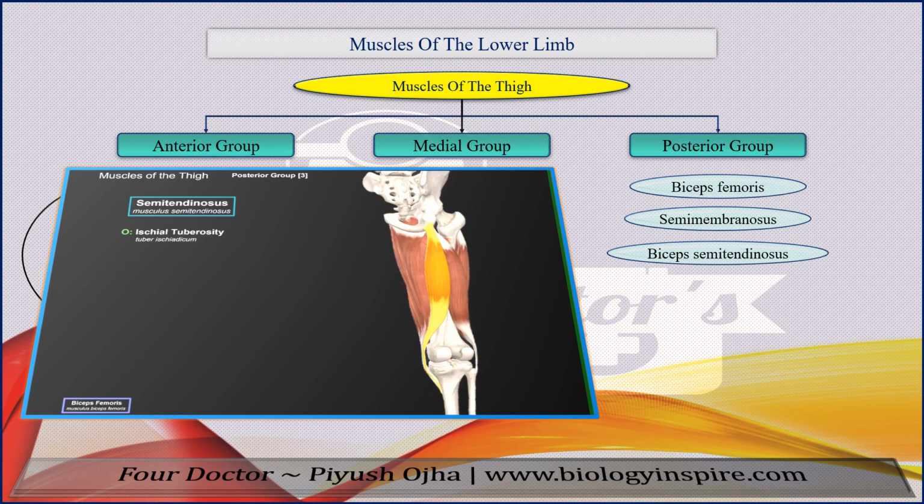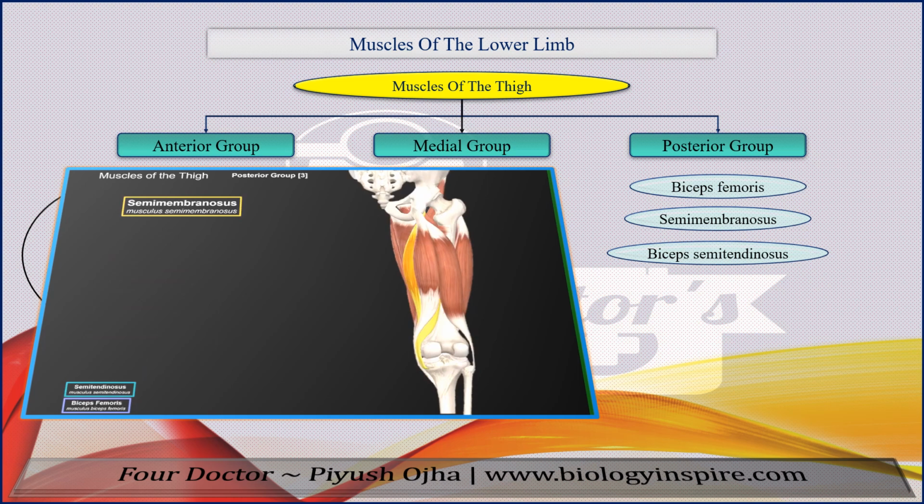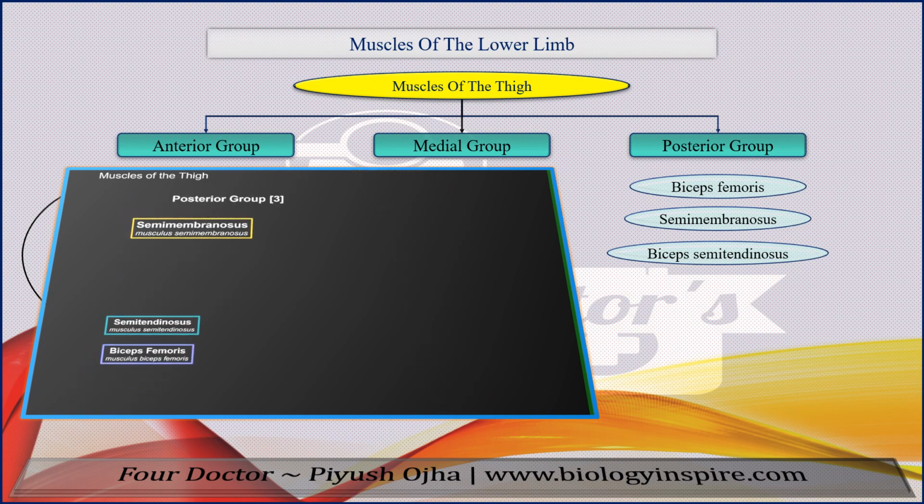It originates from the ischial tuberosity and inserts at the tibial tuberosity, and its function is the same. It's flexion of the leg, internal rotation of the leg, and extension of the thigh. Alright, the last one is the semimembranosus. The semimembranosus is located behind the semitendinosus, as you see here. It's larger as well. It originates from the ischial tuberosity and inserts at the medial condyle of the tibia. Its function is flexion of the leg, internal rotation of the leg, and extension of the thigh. So that was the muscles of the posterior group.